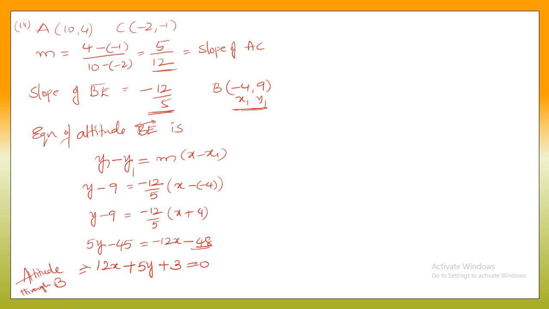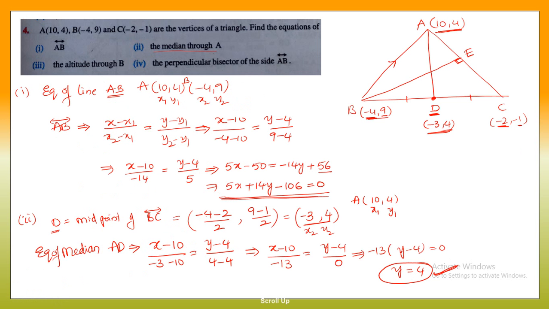Okay. Next, moving on to the fourth question. What he has given is the perpendicular bisector of side AB. What is meant by perpendicular bisector? Perpendicular bisector means a line which bisects the side AB and is perpendicular to it. That means it bisects the line AB, it is perpendicular to the line AB, and it passes through the midpoint of AB, right?